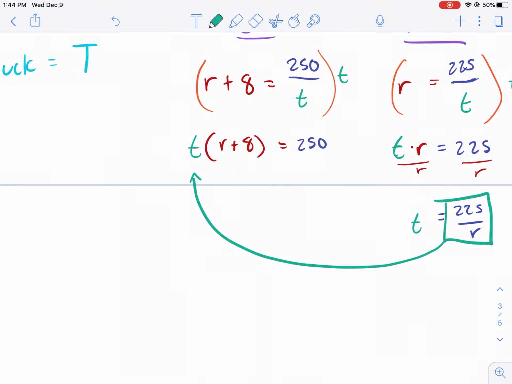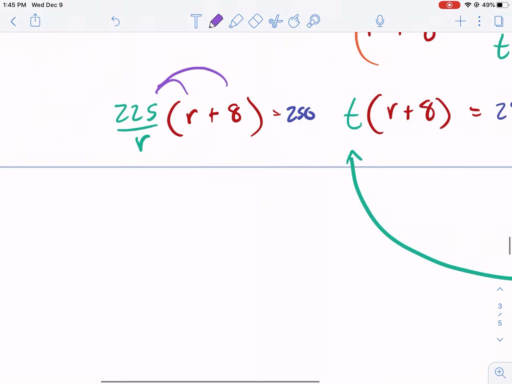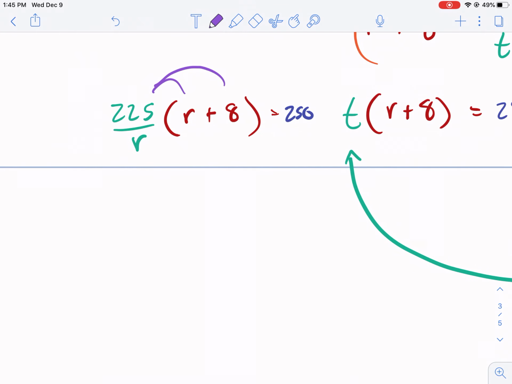So I'm going to replace that: 225 over R, that's my value of T, times (R plus 8) equals 250. Now I only have one variable, so I need to distribute and then solve for R. I'm going to get 225 over R times R. The R's are going to cancel, and I'm left with 225.